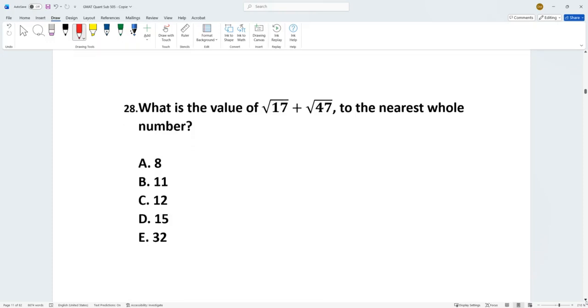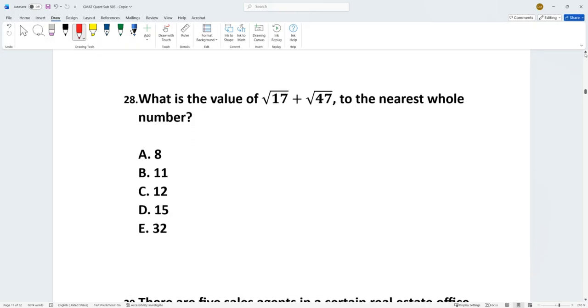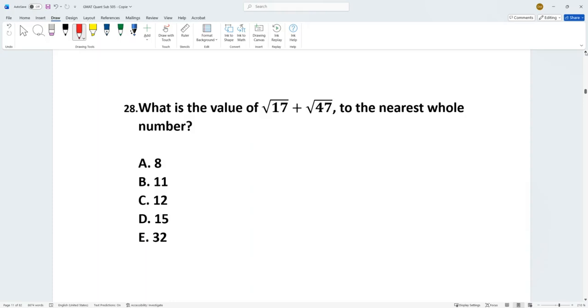Now let's go to question number 28. Question 28, what is the value of square root of 17 plus square root of 47 to the nearest whole number? Okay, so here it's not asking us to find the exact value of this operation, square root of 17 plus square root of 47. It's asking us to find the nearest whole number.